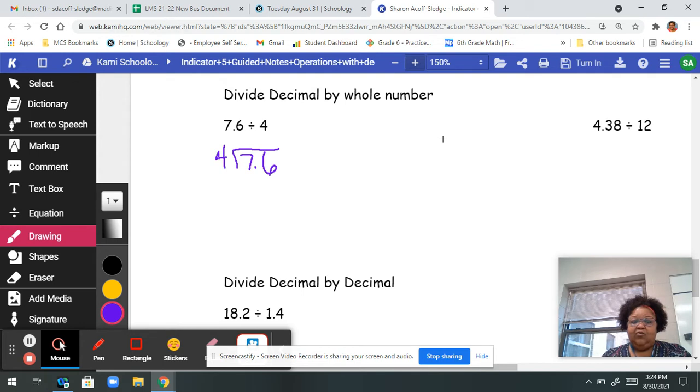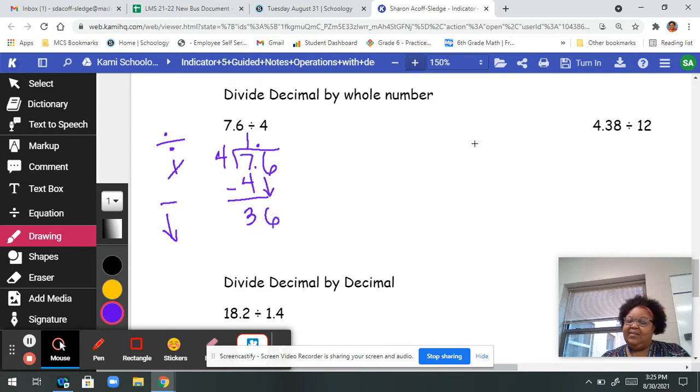And now we divide like normal. What I want to advise you to do first is to bring your decimal up so that you won't forget it. 4 goes into 7 one time. Remember our steps: divide, multiply, subtract, bring down. 4 goes into 7 one time. Now we multiply. 1 times 4 is 4. Now we subtract. 7 minus 4 is 3. And then we bring down the 6.